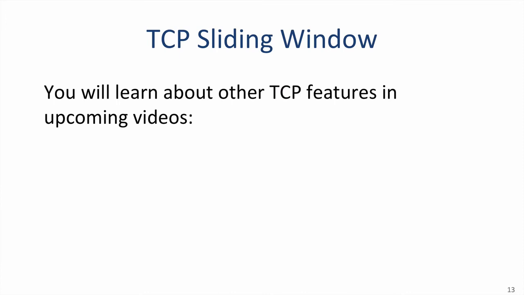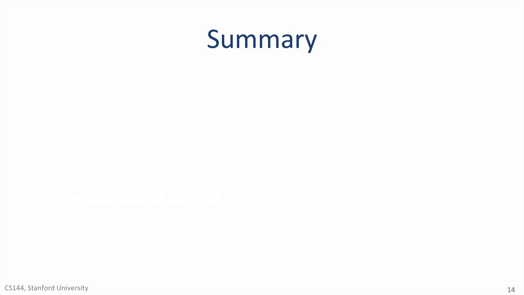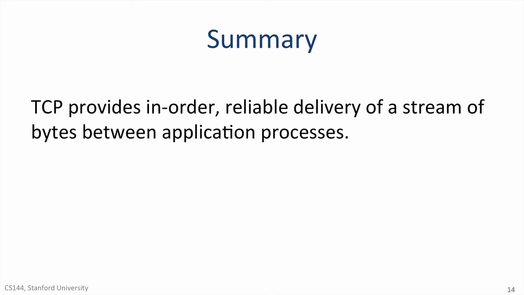You'll learn about other TCP features in upcoming videos, such as the TCP sliding window. You'll learn about window-based flow control to stop us from overwhelming the receiver. You'll learn about retransmission and timeouts and different mechanisms to accomplish it. And you'll learn about congestion control in Unit 4. So, in summary, TCP provides in-order, reliable delivery of a stream of bytes between application processes.